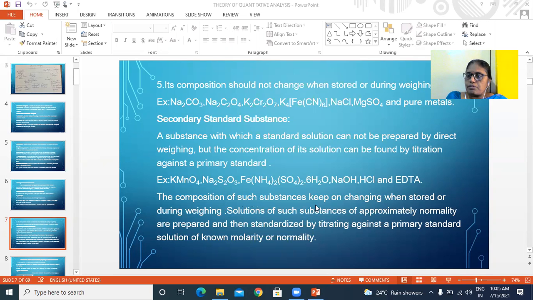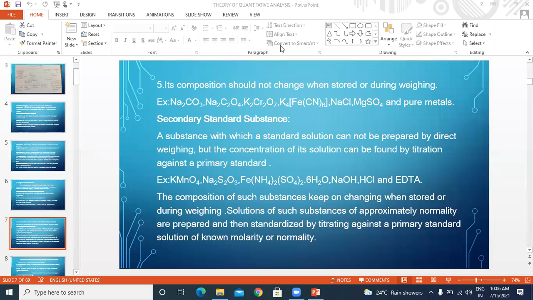Next, the composition of such substances keeps on changing when stored and during weighing, so solutions of such substances of approximate normality are prepared and then standardized by titrating against a primary standard solution of known molarity or normality. When we store secondary standard substances, their composition can change, and if the composition changes, automatically the concentration also changes. So we should titrate the secondary standard solution with the primary standard solution, and using the concentration of the primary standard solution, find the concentration of the secondary standard solution.